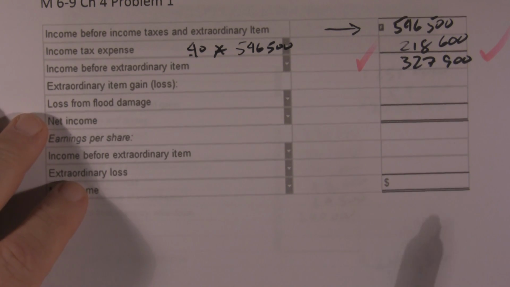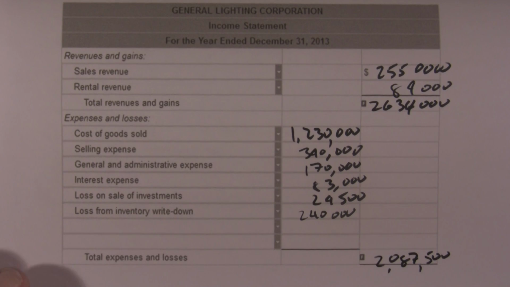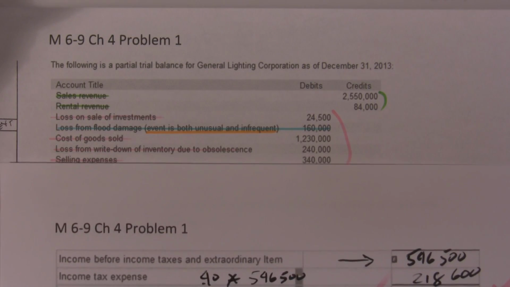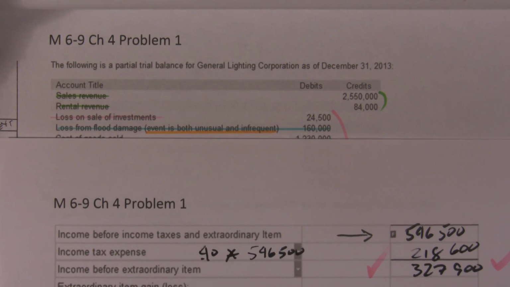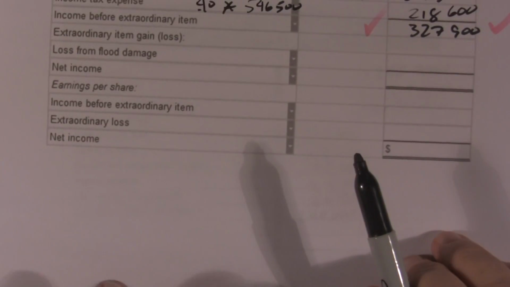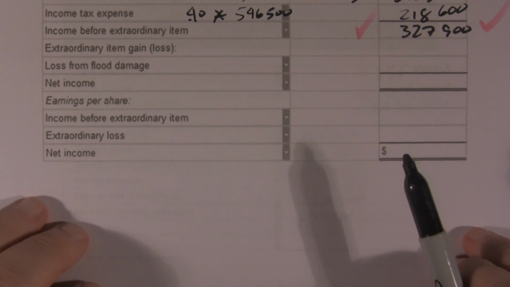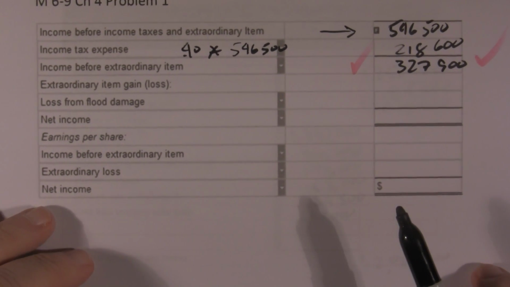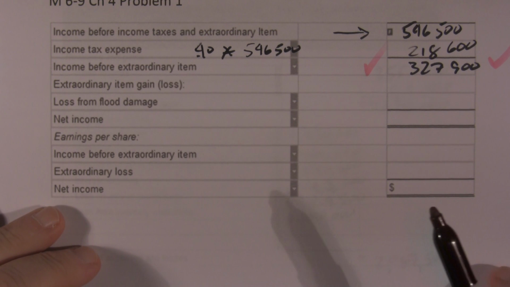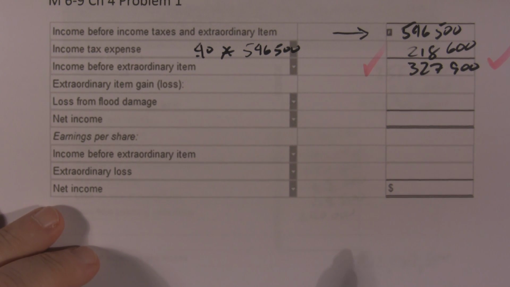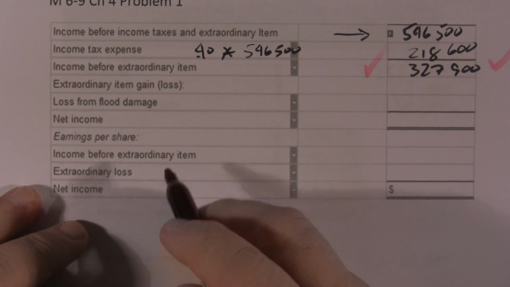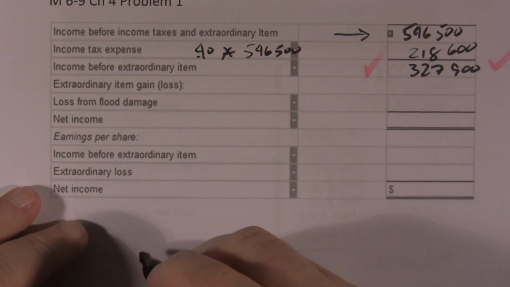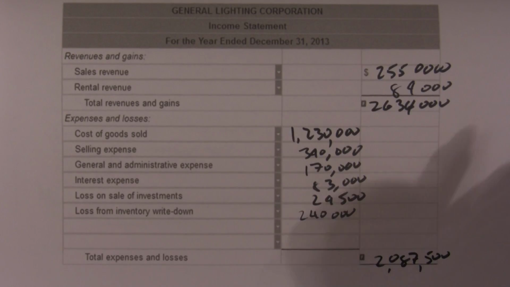Now, our extraordinary item, go back to our, where are we? Right here. $160,000. Now remember, $160,000 is the total, and extraordinary items are always considered net of tax. Okay, so our extraordinary item net of tax is, I forget the number already, sorry.